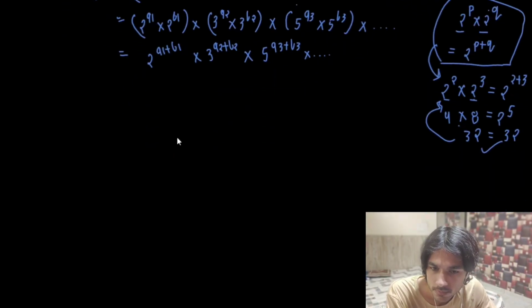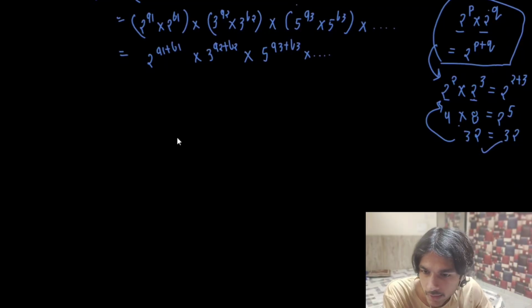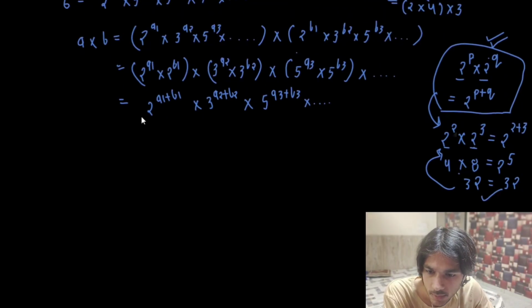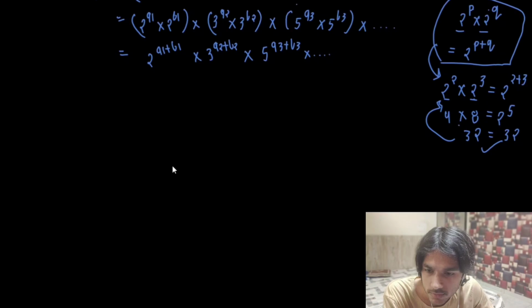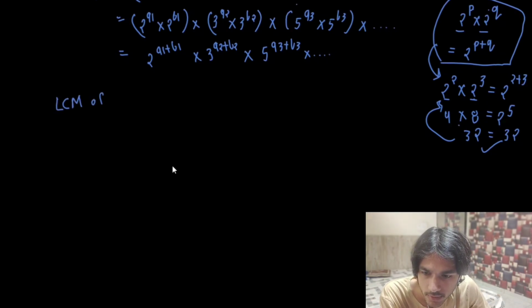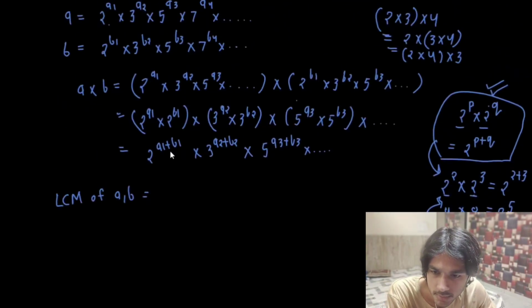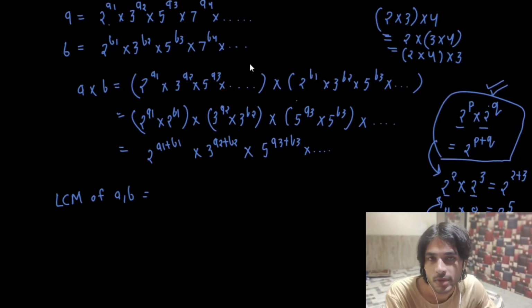So what we're going to get here is that if I'm multiplying a and b, then I get 2 to the power a1 plus b1 multiplied by 3 to the power a2 plus b2, in the same way. And suppose I have to take the LCM of a and b. So see, the prime factorization of a is this, the prime factorization of b is this. When I'm taking LCM, I'm taking prime numbers with their lowest power.